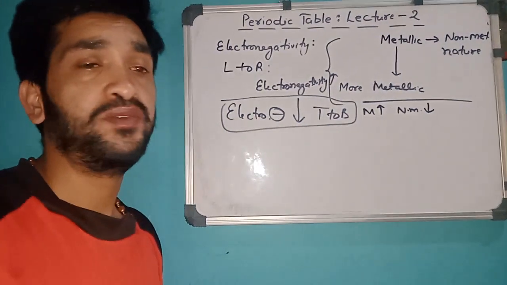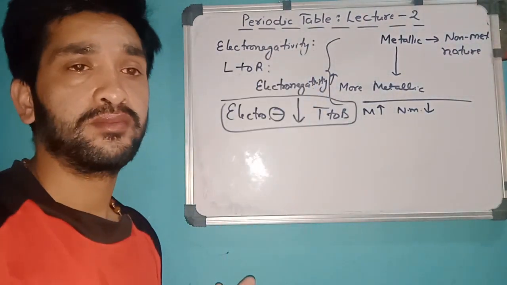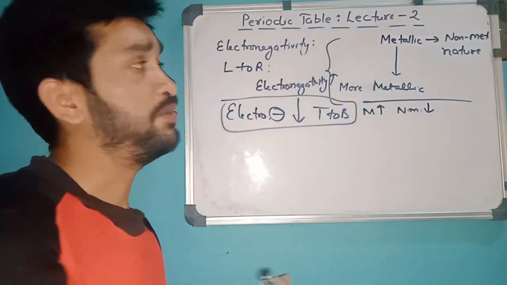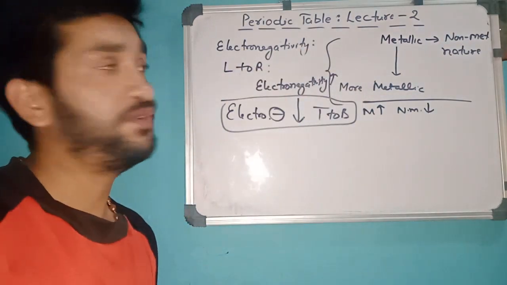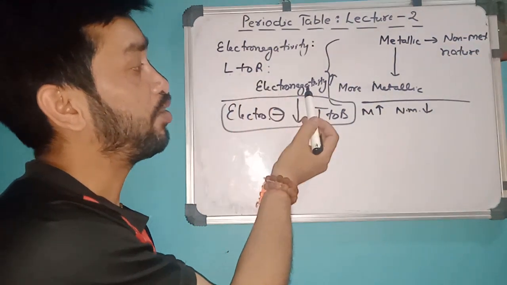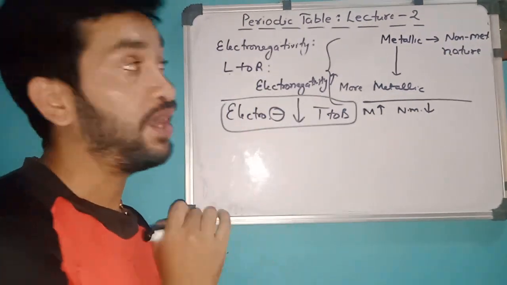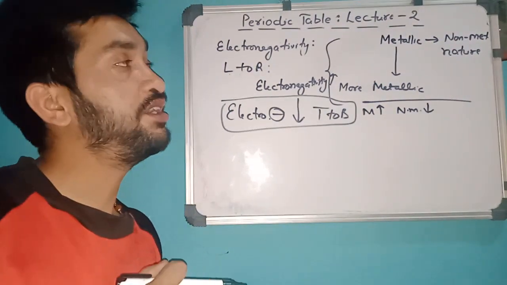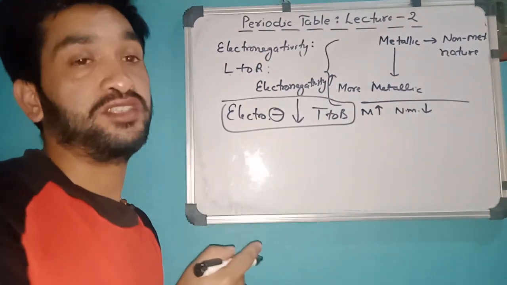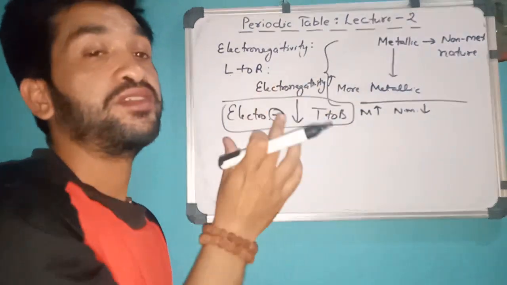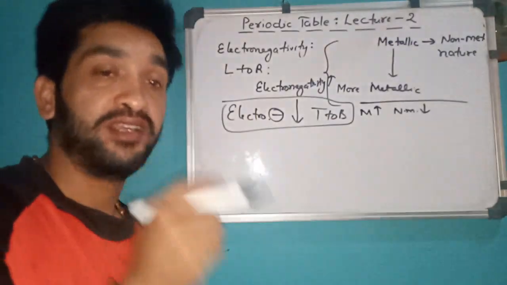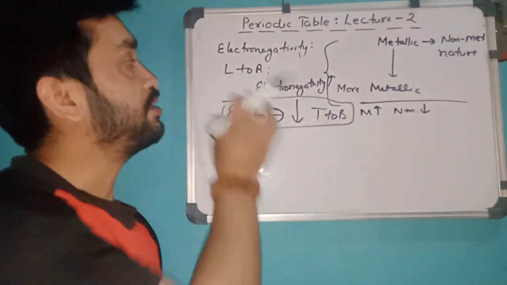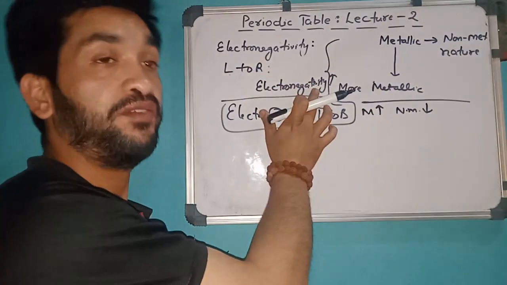What about electropositivity? Just take the opposite of this. If you know everything about one term, the opposite will just be the reverse. So electropositivity, left to right, decreases. Why? Because non-metallic character is increasing. If non-metallic character is increasing, it means electronegativity is increasing. So if electronegativity is increasing, electropositivity is decreasing. So for electropositivity, what you have to write is: left to right, electropositivity decreases.